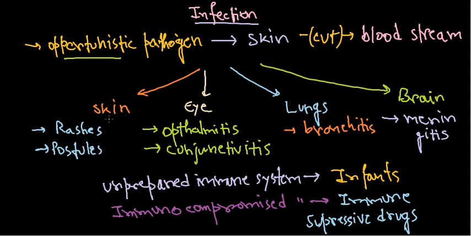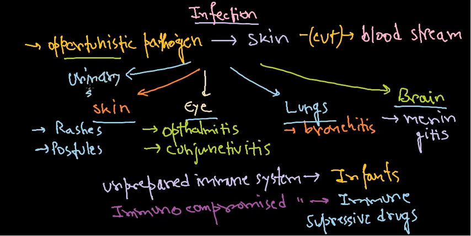But all the infections we have talked about, skin infection, eye infection, lungs, infection in brain, and also there is infection in, I forgot to mention, infection in urinary tract. So let me write here, infection in urinary tract. Now in this case, urinary tract infection is again a result of nosocomial infection or hospital acquired infection. So let me write nosocomial here, nosocomial.